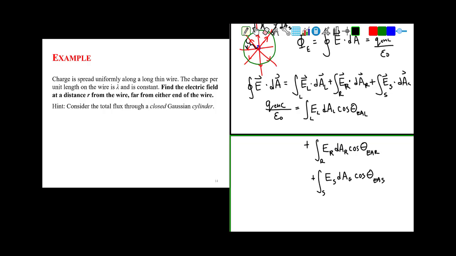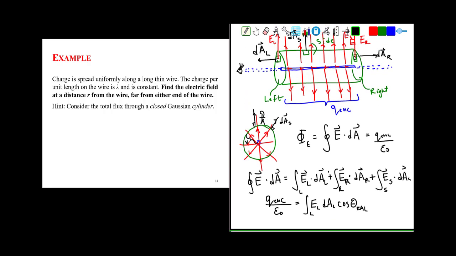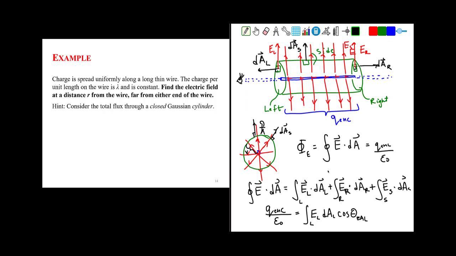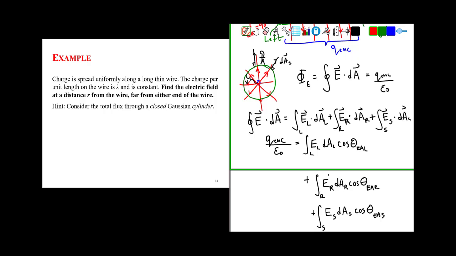Well, remember from our picture that the angle between the electric field and the left end, this angle is 90 degrees. The cosine of 90 degrees is 0.